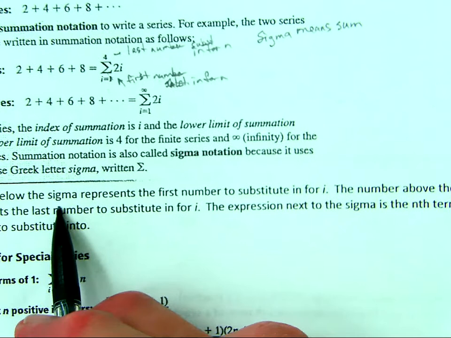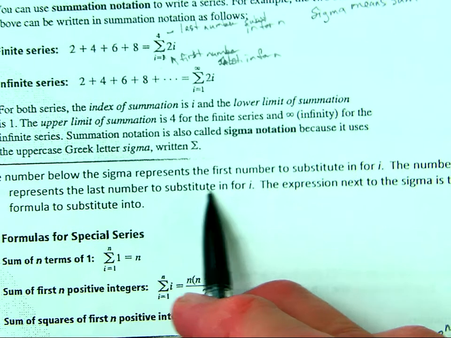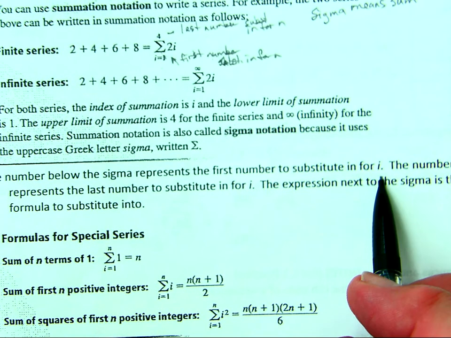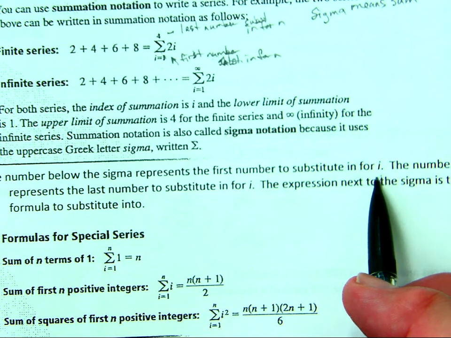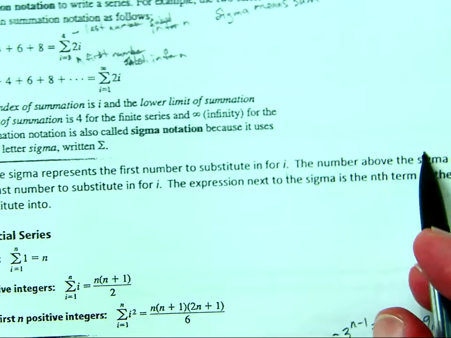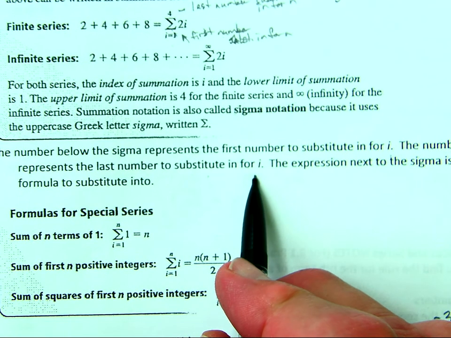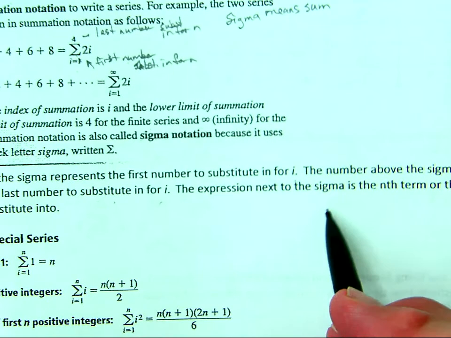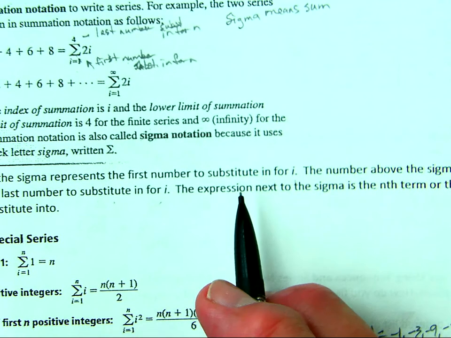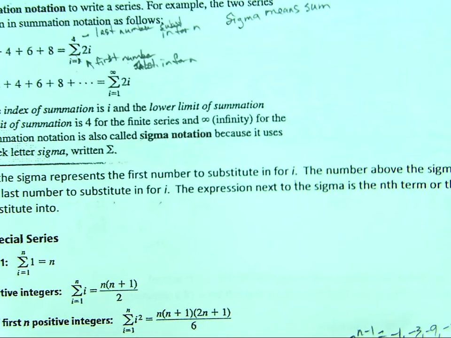So it's written out here. The number below the sigma represents the first number to substitute in for i or n, whatever letter you use. They use i a lot of times in sigma notation. The number above the sigma represents the last number to substitute in for i or for n. Then the thing to the right of it, that's your term formula. That's your nth term. That's what you're going to substitute into.